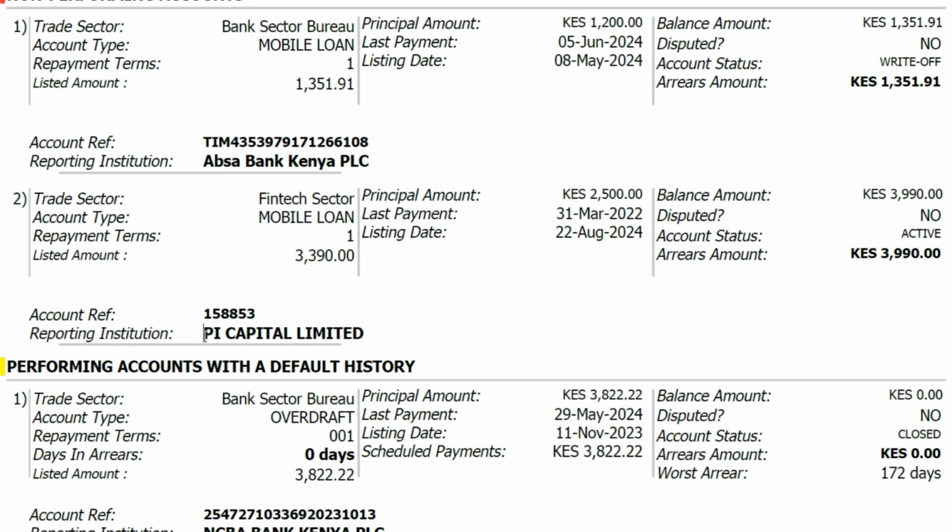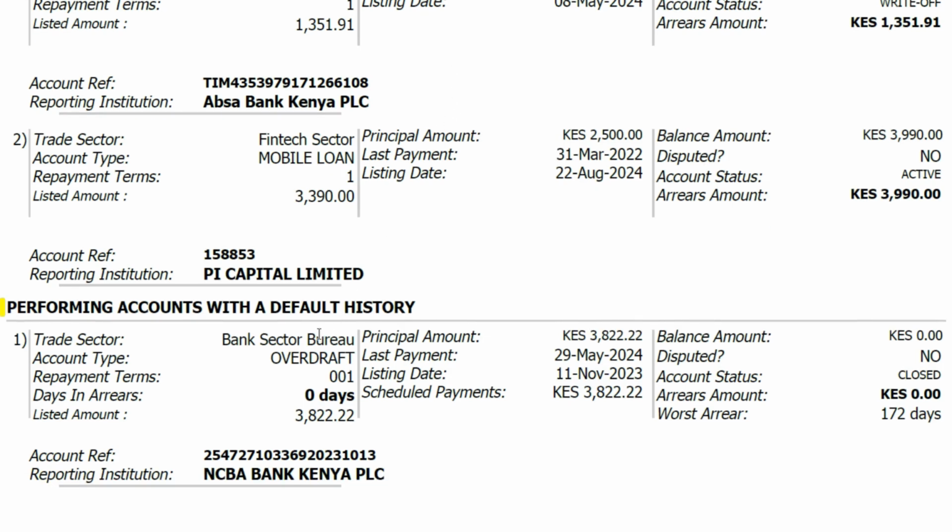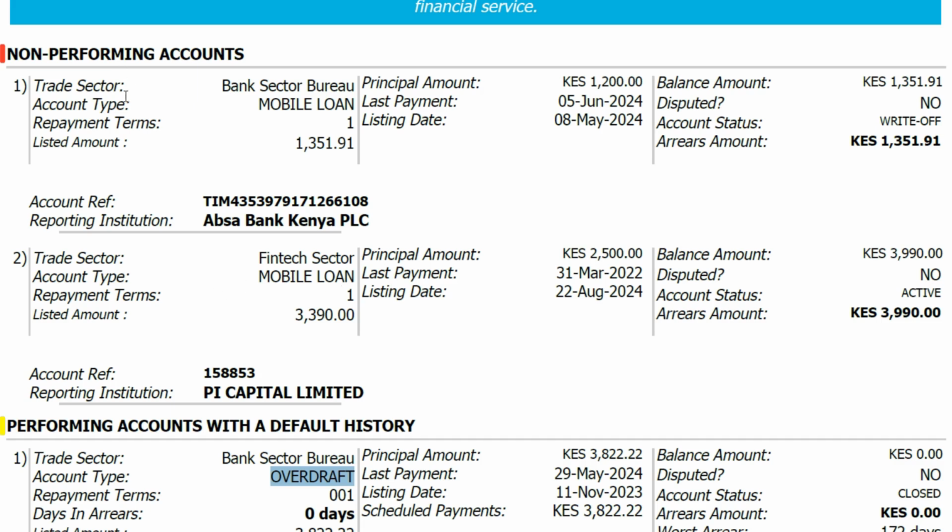The second one is from this reporting institution, and you can see the amount is listed. This is the amount listed. It is the amount in arrears. Under the account type, you also have to know how they took the money. You can see here, these are mobile loans, and also this was a mobile loan. If it was just a bank, it will be indicated as bank. If it was an overdraft, it will be indicated as so, as you can see here under non-performing account that this person has.